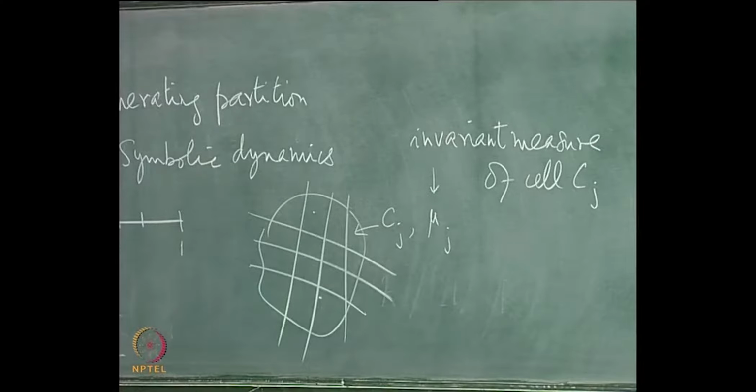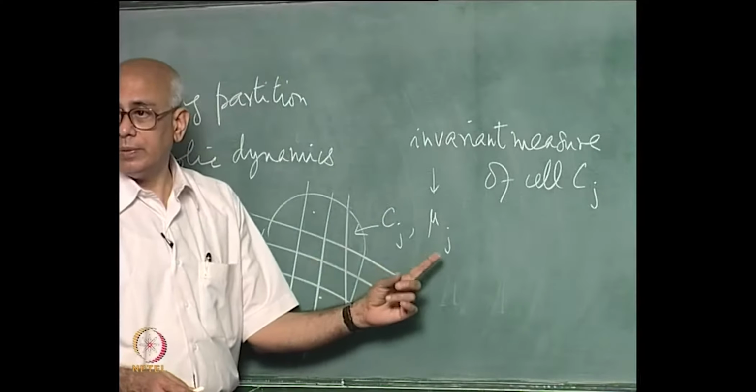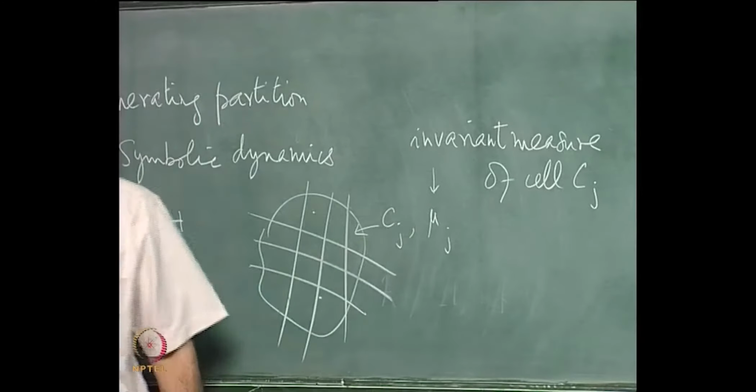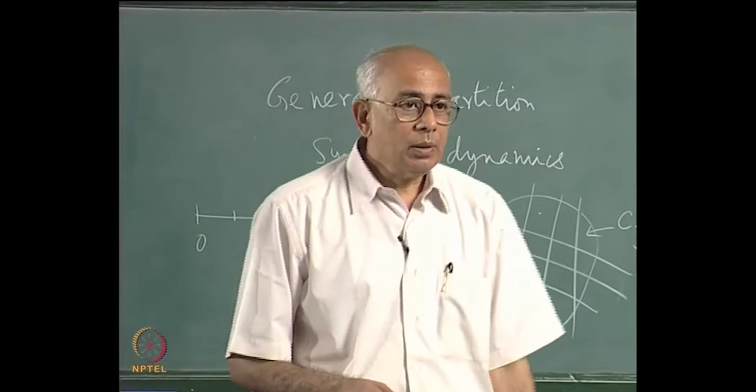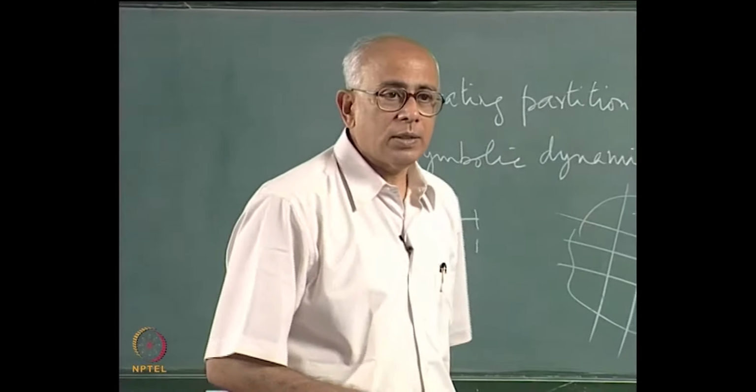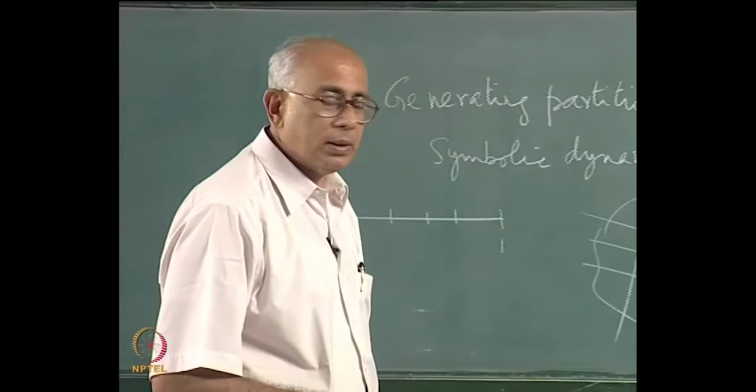Is there some quantifier by which I can probe this? There could be some cells which are weighted very heavily, which have a high mu j, and there are others which have a low mu j, and I assume that each of these mu j's is a non-negative number between 0 and 1, and the total measure is 1. If I normalize everything, the total measure is 1.